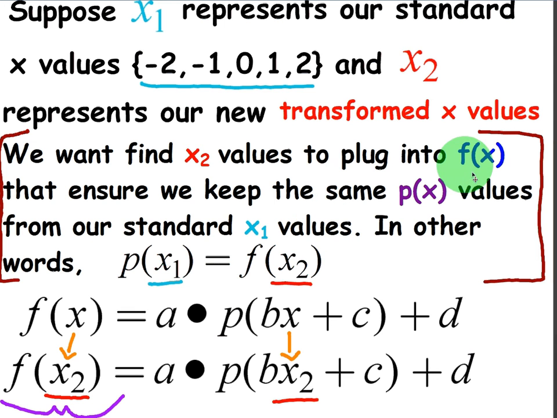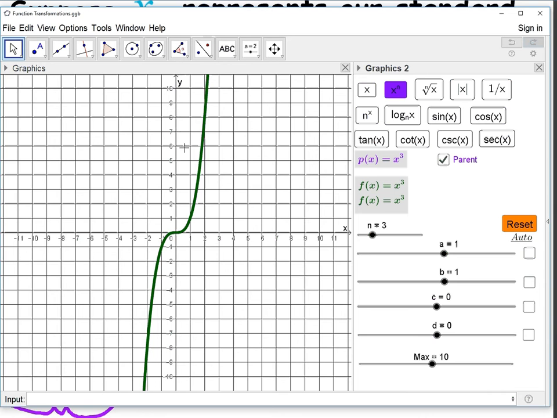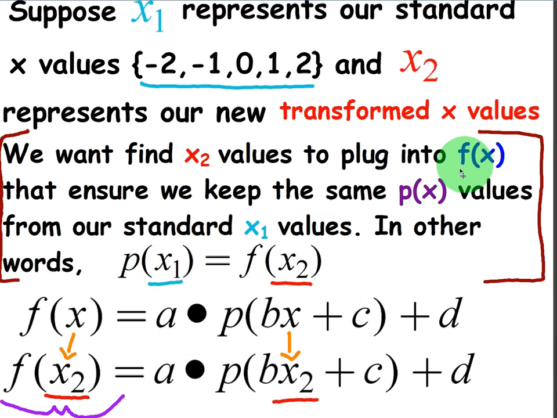Now again, the reason we want to do that is because we don't want to go off the chart. If we just plug in -2, -1, 0, 1, and 2, it might be so far off the chart. For example, look right here. Even after we plug in 2, it's going to be so far off the chart we don't know what's going to happen with that y value. So we want to keep a standard zoom level, so we want to keep those original p of x values. So that's part of the reason. Another reason is we want to compare it to the original parent function. In other words, we want p of x1 to be equal to f of x2. Whatever our original parent y values were when we plug in x1, we want to get those same y values for these x2 values. So the question is, what are these x2 values?